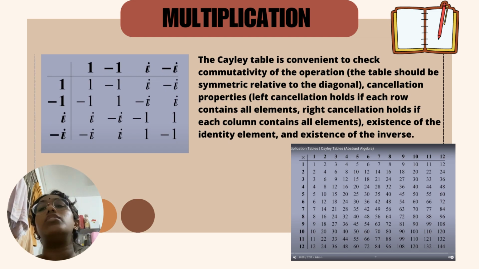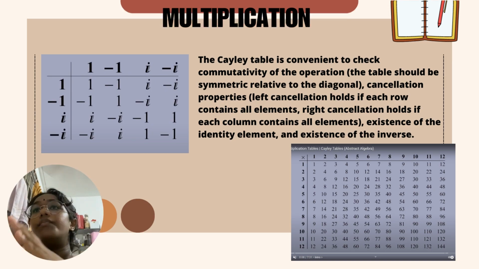So for the non-abelian group, the multiplication table is non-symmetrical. So when it's not symmetrical, there can be duplicate elements in rows and columns. Like I said just now, for the abelian group each row and each column has the number 1, but for the non-abelian group, we don't have that.